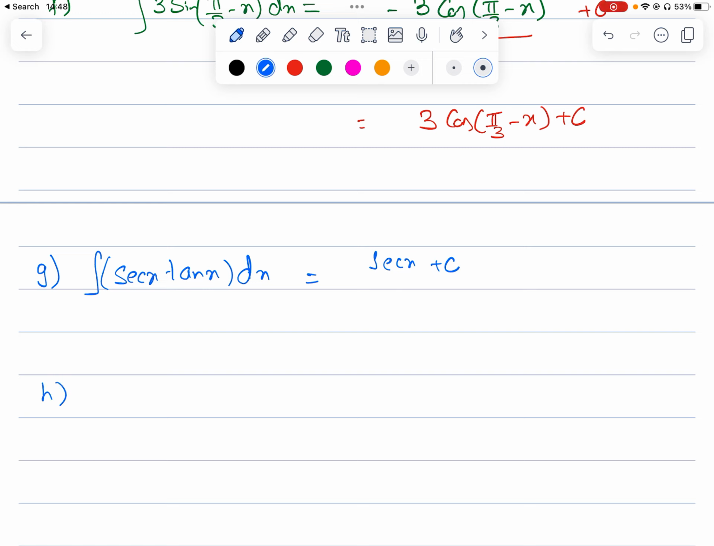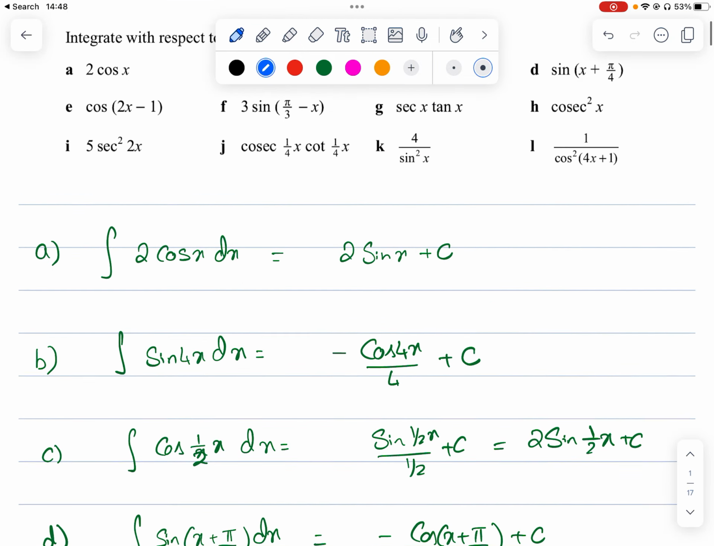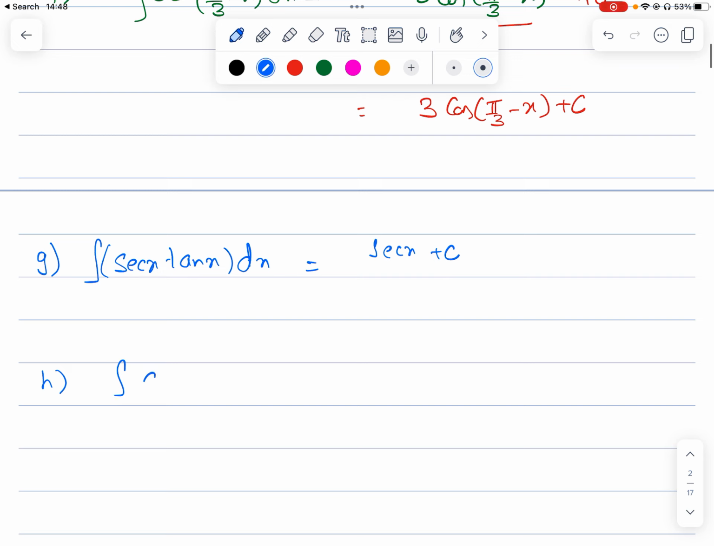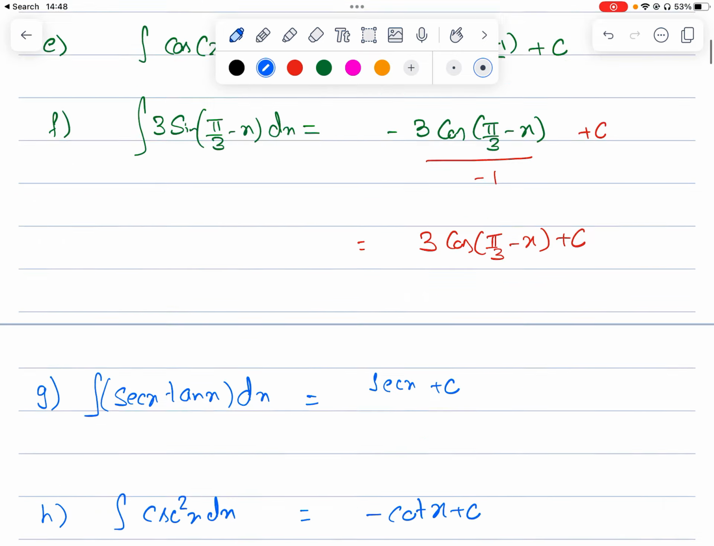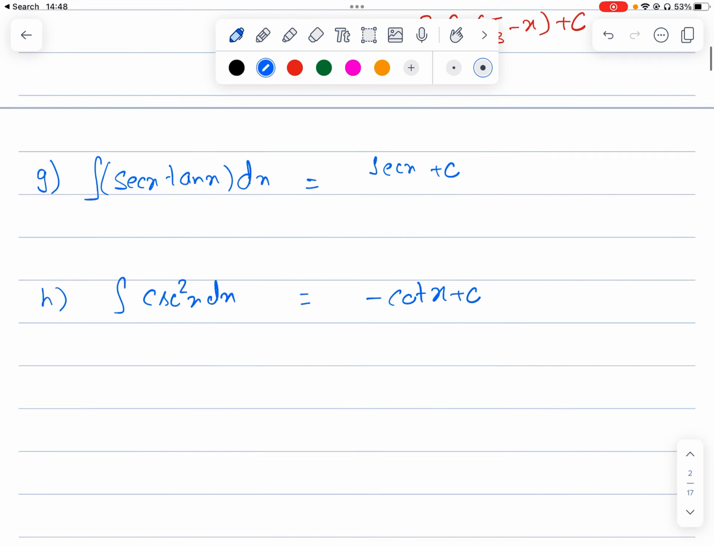H. Now coming to question number H. What is this H about? Integral of, let me write that one neatly. So the integral of cosecant square x dx. Direct formula is negative cot x plus c. That is H. I is 5 secant square 2x. Integral of 5 secant square 2x dx is going to be 5 tan 2x, 2x derivative is 2, plus c.